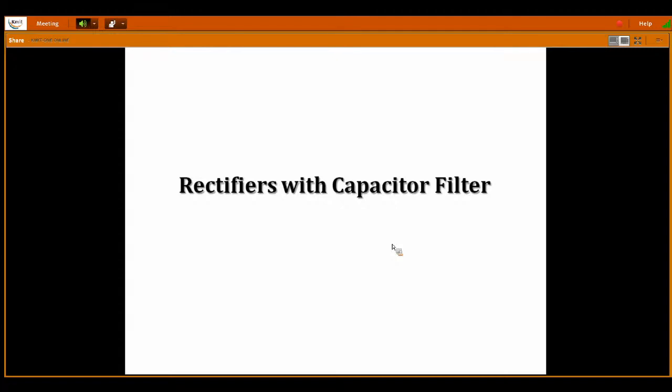Among those filters, only the capacitor filter is in the syllabus. That only we are covering in today's class. We have the capacitor filter, inductor filter, a combination of these two, the LC filter, and the pi section filter. These are the different types of filters, but we are not covering all of them. Only the rectifier with the capacitor filter we are covering today.